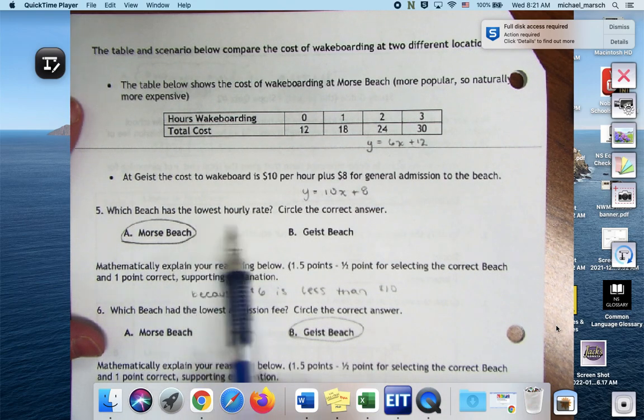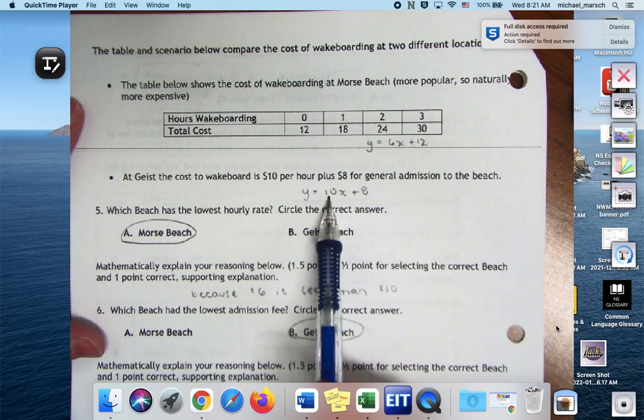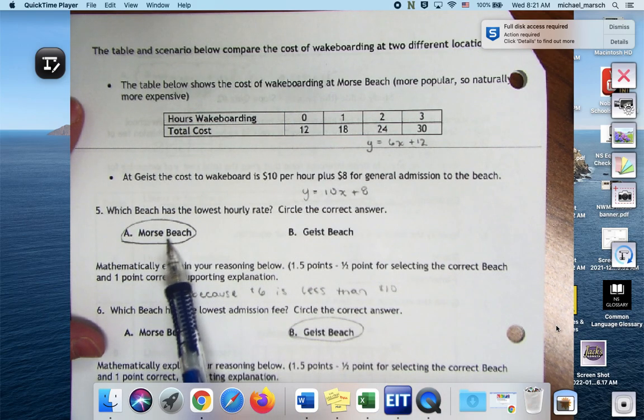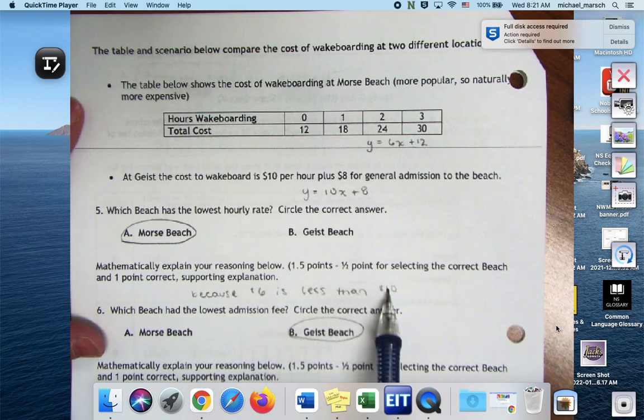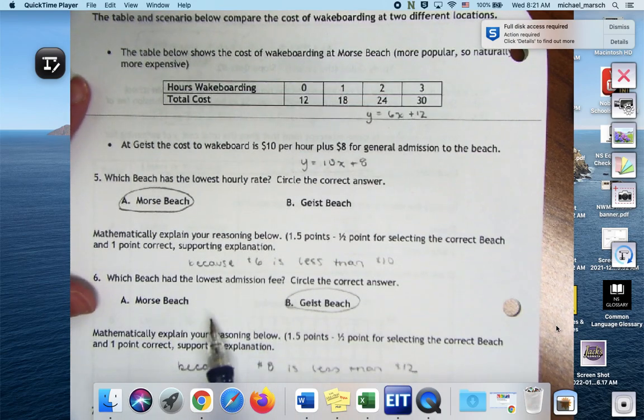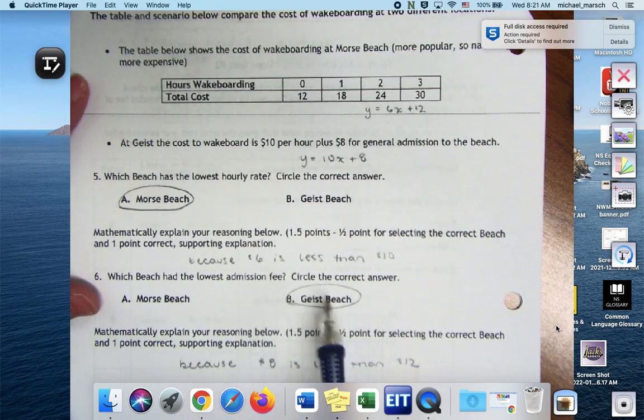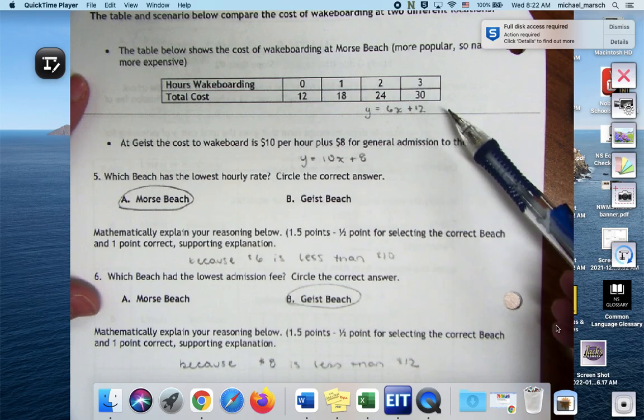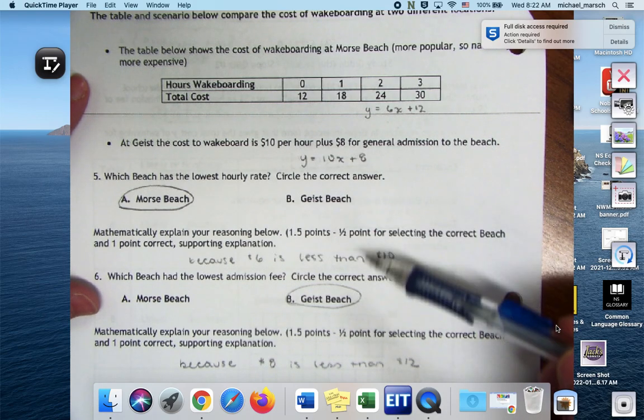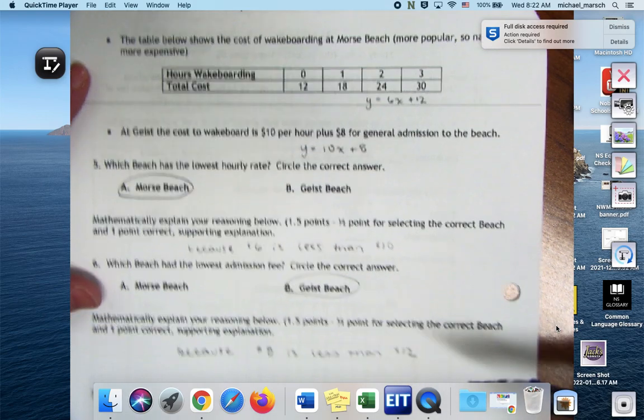Which beach has the lowest hourly rate? This is where I'm comparing the 10 and the 6. More Speech does, because $6 is less than 10. Which beach had the lowest admission fee? Geist, because that's where I'm comparing the 8 and the 12, and 8 is very obviously less than $12.